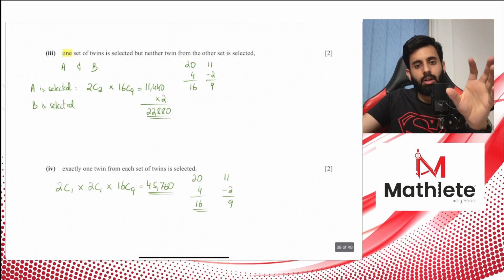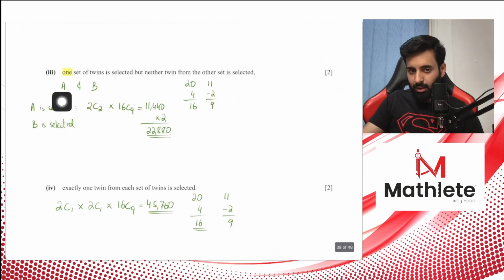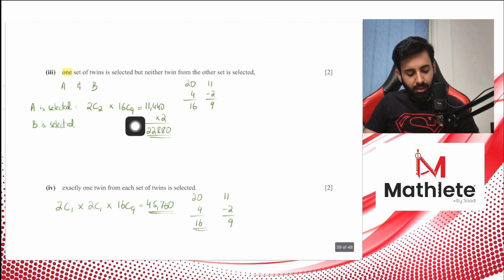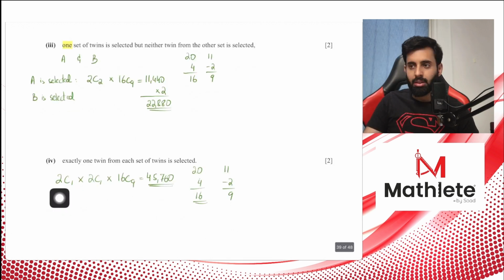Look, if you're confused as to why we doubled it over here and not over here, here there was a different story. Here we could have selected set A of twins, or we could have selected set B of twins. Okay, so that's why we multiplied it by 2. But here, when we do 2C1, the answer is 2, which means that we've already taken into consideration the fact that we could have selected one twin from set A or the other. That's how we get 2.